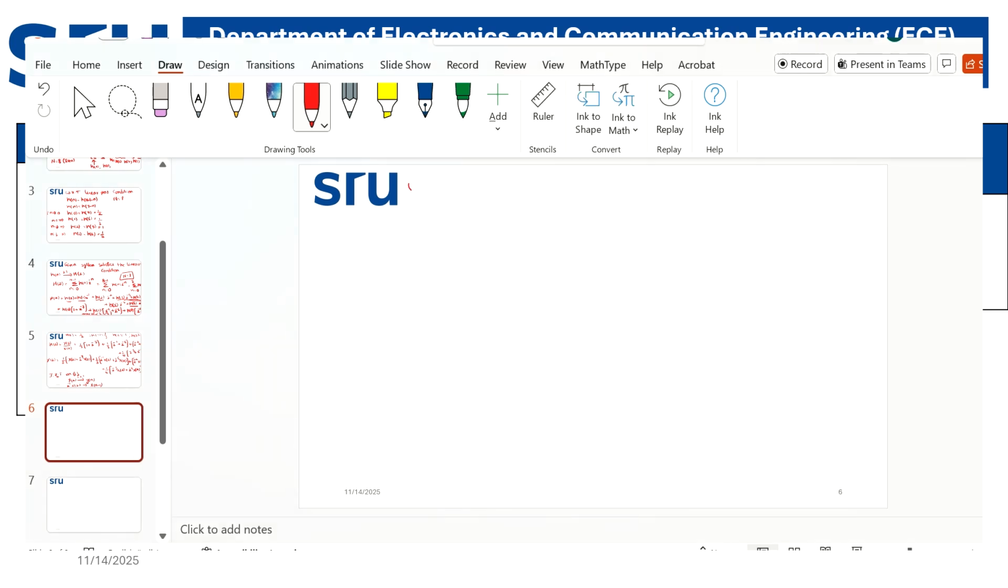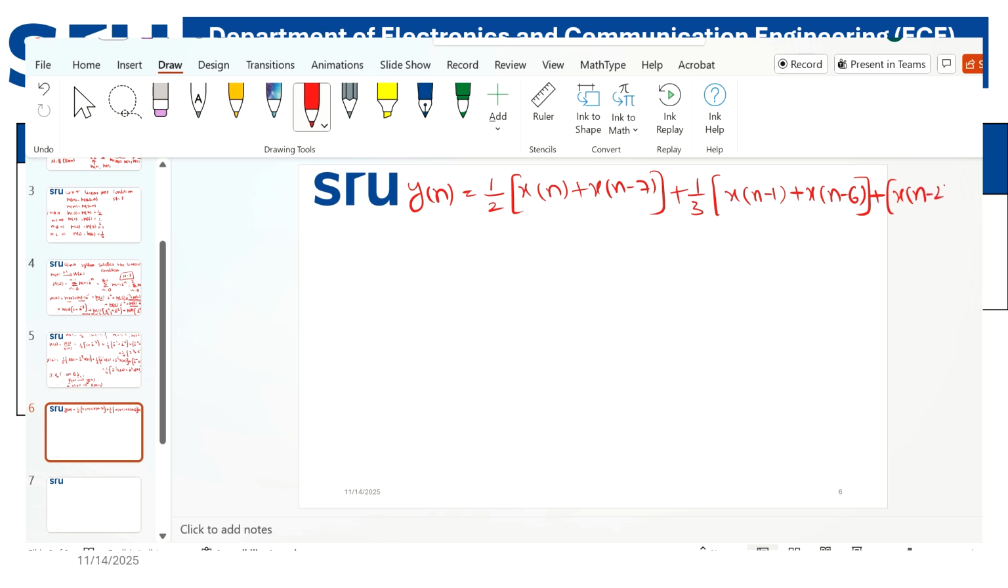The final expression will be Y of Z becomes y of n is equal to 1 by 2 into (x of n plus x of n minus 7), plus 1 by 3 into (x of n minus 1 plus x of n minus 6), plus (x of n minus 2 plus x of n minus 5), plus 1 by 4 into (x of n minus 3 plus x of n minus 4). Now give this as equation number 2.